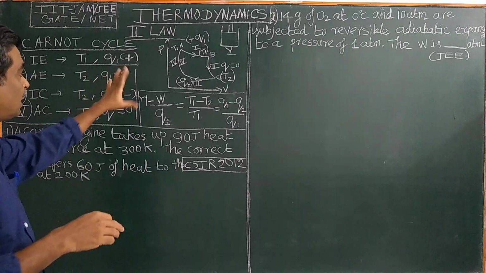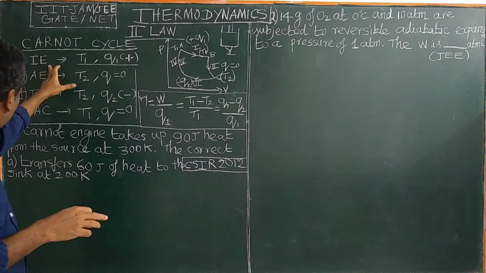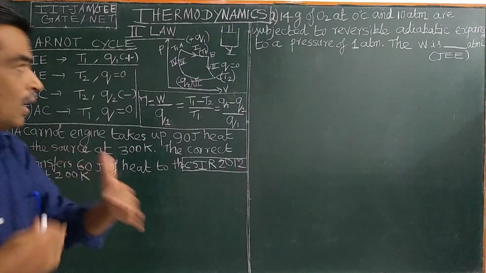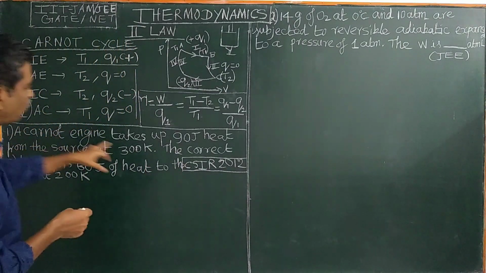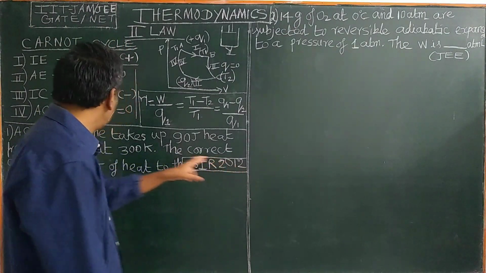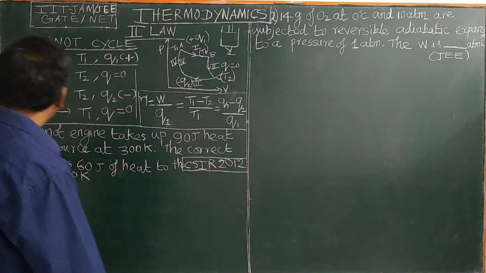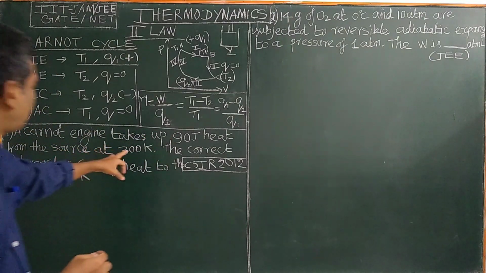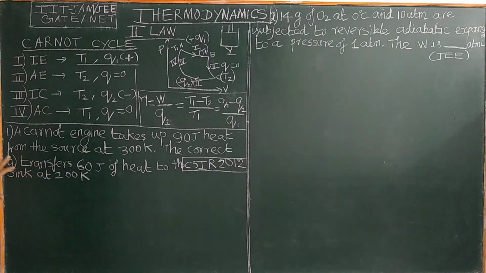So, to understand this, we need to know what isothermal expansion and adiabatic expansion are. In the previous two videos, we have clearly explained. Now, let us solve a problem asked in CSIR 2012. A Carnot engine takes up 90 joule heat from the source at 300 Kelvin. The correct statement, I have given only one choice here because of lack of space.